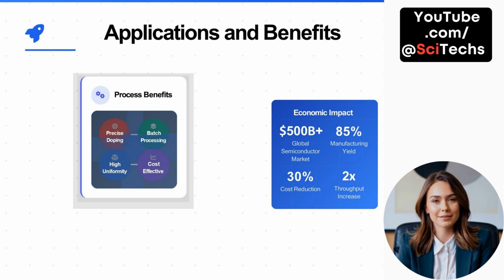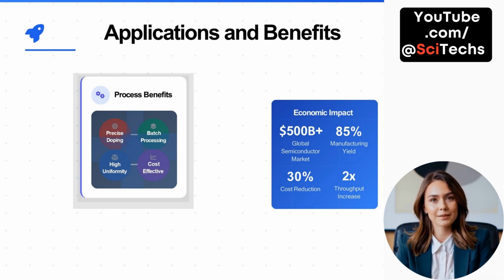Applications and benefits. In semiconductor manufacturing, process benefits are central to achieving high performance, cost-effective, and scalable results. Precise doping ensures controlled addition of dopants, which is essential for defining the electrical properties of semiconductor devices.